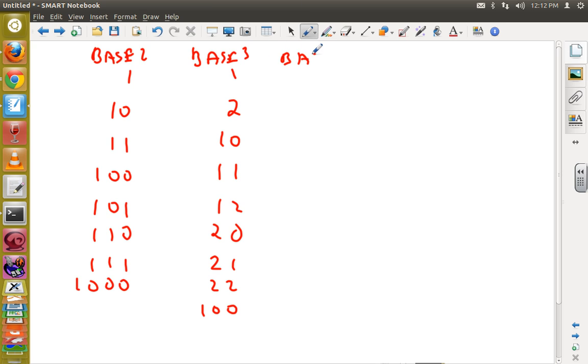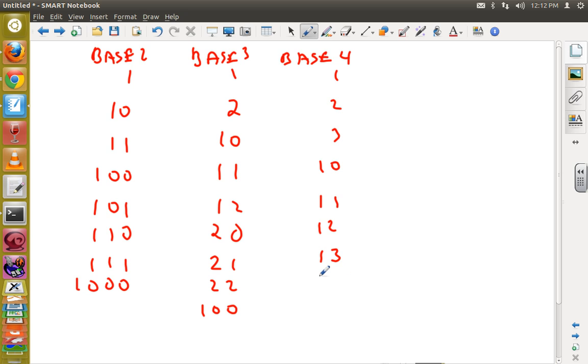Base 4. Why not? 1 plus 1, 2. 2 plus 1, 3. 3 plus 1, 10. 10 plus 1, 11. 11 plus 1, 12. 12 plus 1, 13. Why? Because the biggest digit is 3. Are we okay with this?